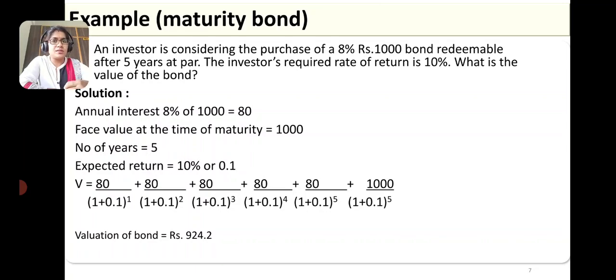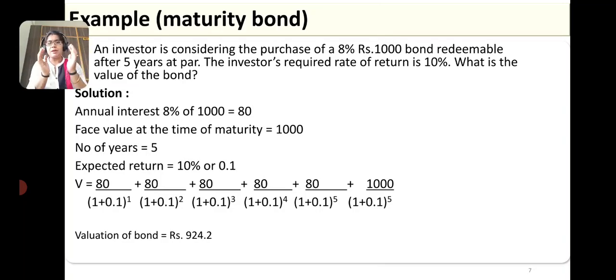Number of years is 5, and his expected rate of return is 10%. So I can write it as 0.1, since 10 divided by 100 gives 0.1. Now let me put it into the formula. The formula was summation of C divided by (1 plus y) to the power of t, plus F divided by (1 plus y) to the power of t.